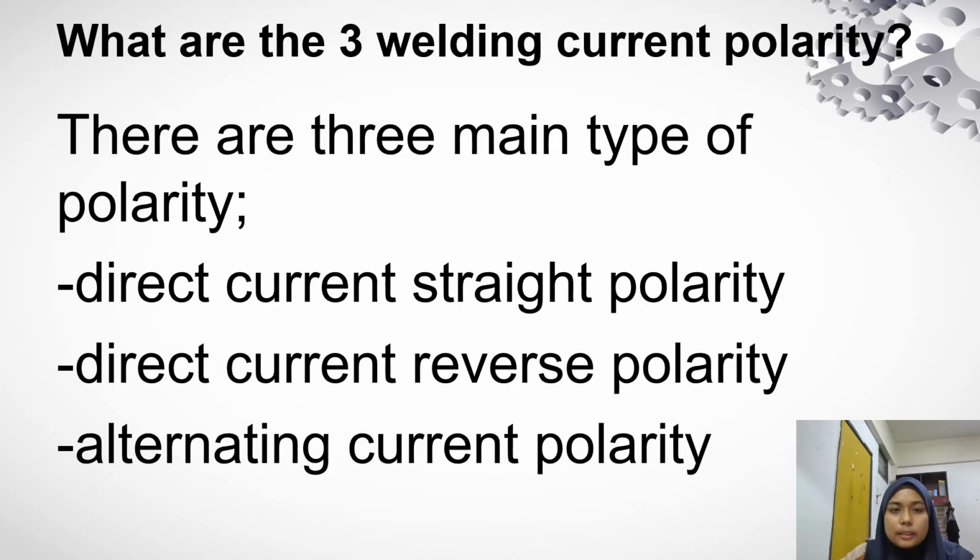What are the three welding current polarities? There are three main types of polarity. First, direct current straight polarity. Second, direct current reverse polarity. And the last one, alternating current polarity.